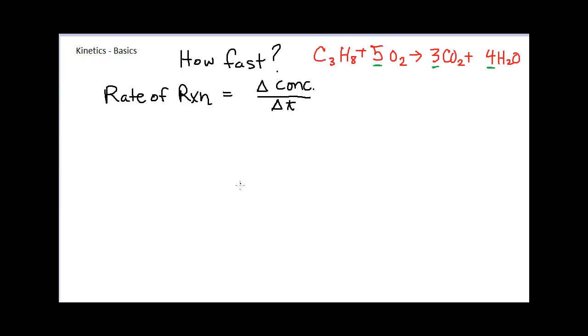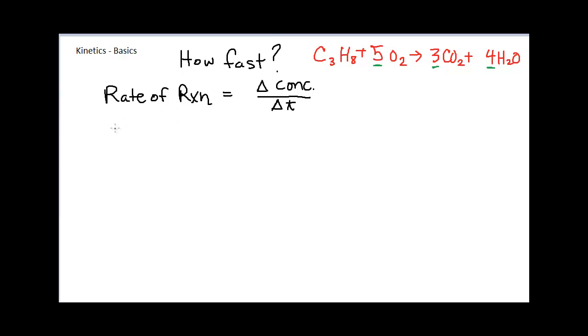All right, there's the balanced reaction for the combustion of propane. It is balanced. Propane is C3H8. The combustion of it means the reaction with oxygen. For the complete combustion, the products are carbon dioxide and water. As this reaction proceeds, we can monitor how fast it goes.